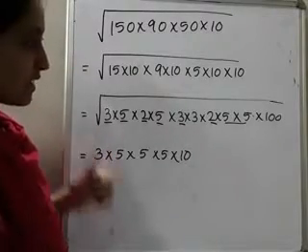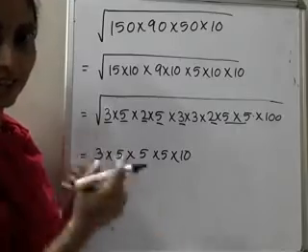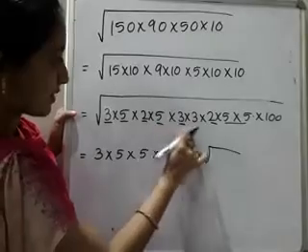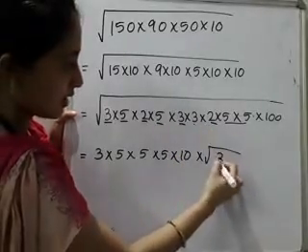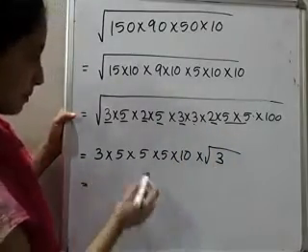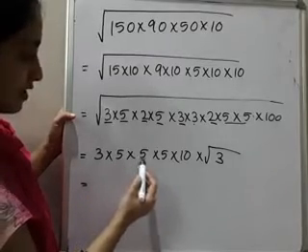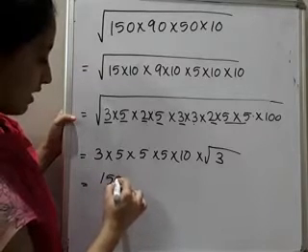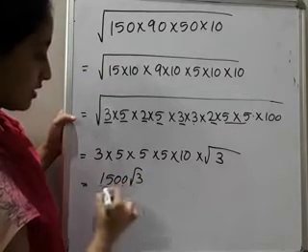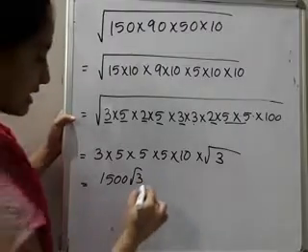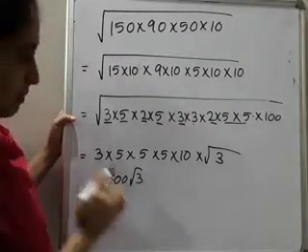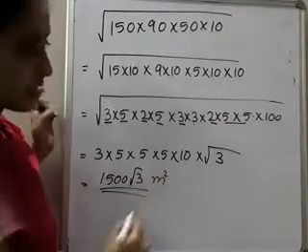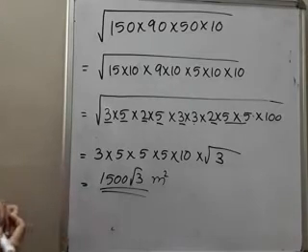10. Root of 10,000 is what? 100. You can directly write that. Then what is left remaining here? That is 1, 3. Only 1, 3. So that is equal to, multiply 3 into 5 into 5 into 5 into 10. What is the answer? 1500 root 3. Then the unit is centimeter or meter? Centimeter or meter? So please mention the unit also. Meter square. I think that is meter square. So please write down.